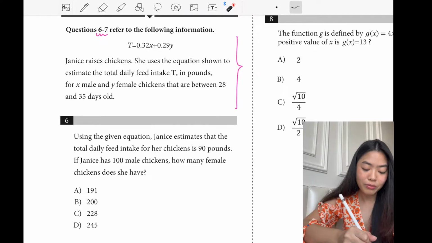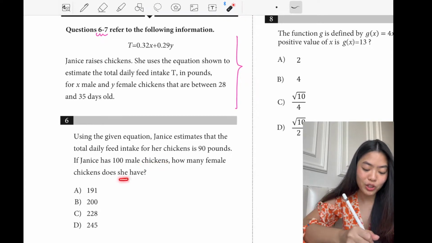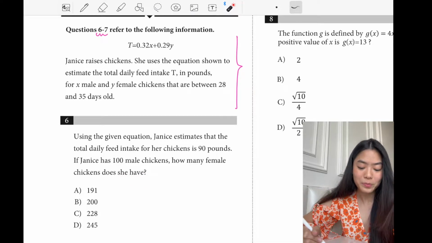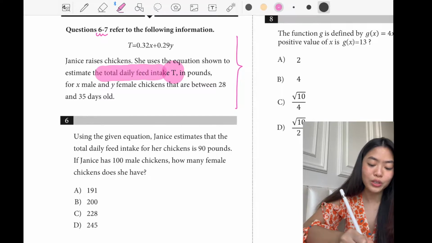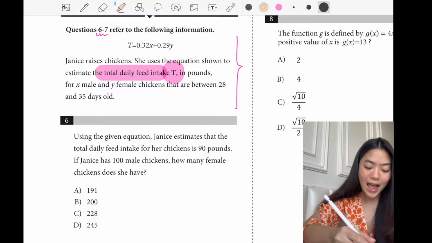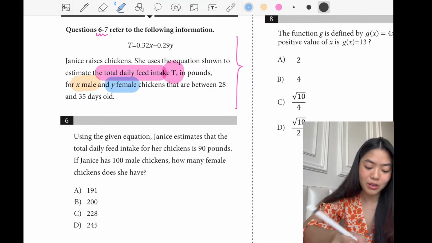If Janice has 100 male chickens, how many female chickens does she have? Okay, so from here, it's given a T, which is the total daily feed intake, and x is male, and y here is gonna be the female.